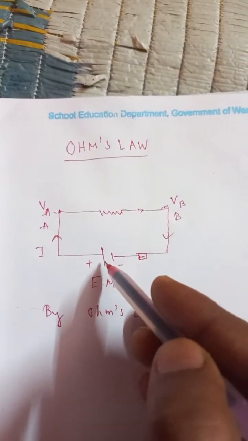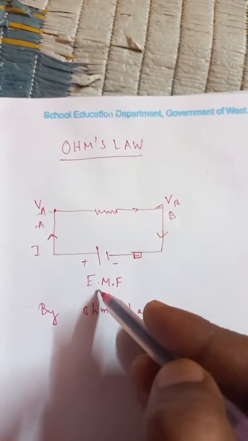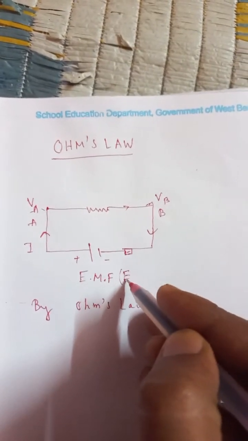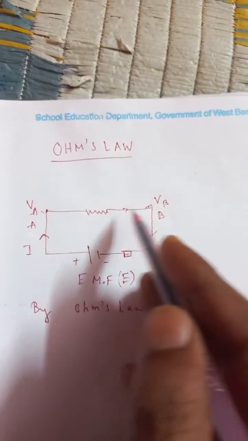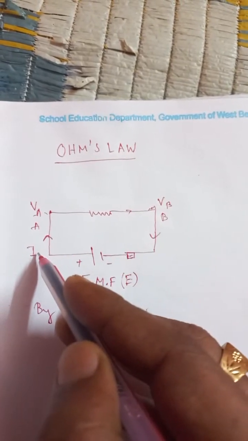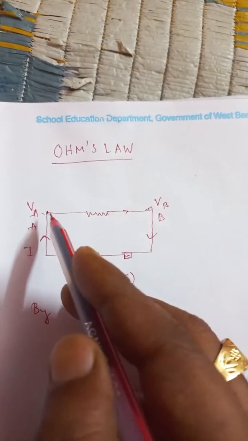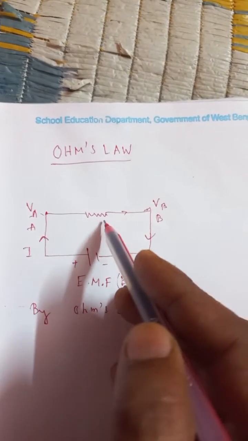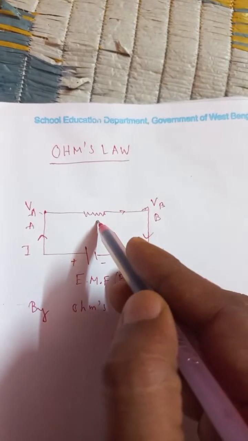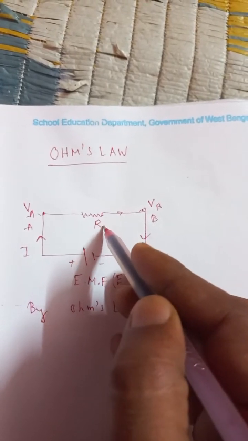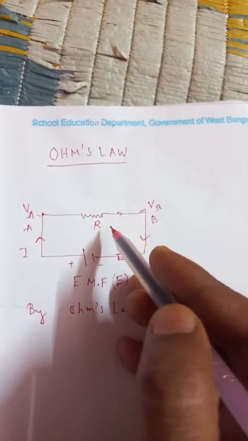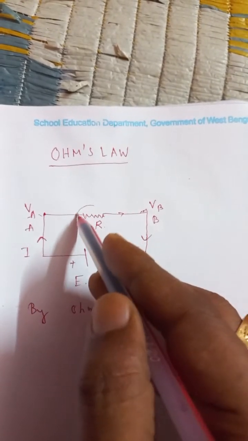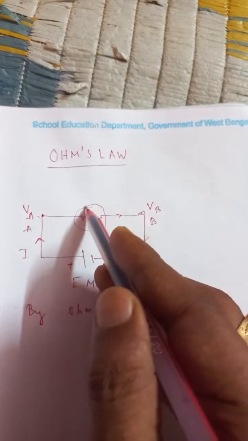This is the battery with the EMF E, electromotive force E, which provides the circuit a current I, ampere, and if there are 2 points across a resistance, any use of electric component, which you can consider a resistance here.